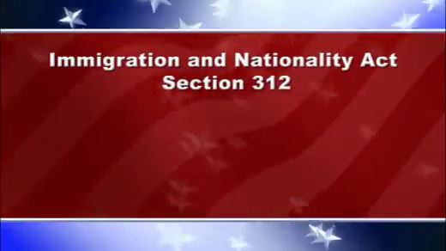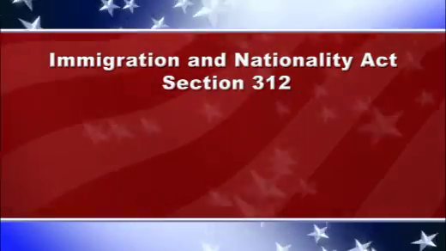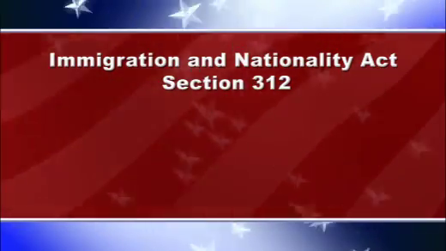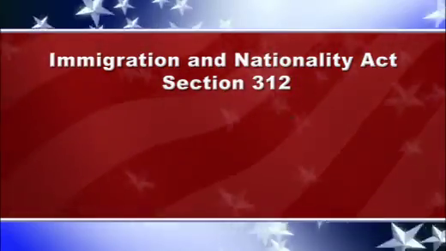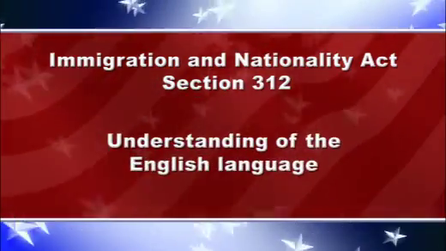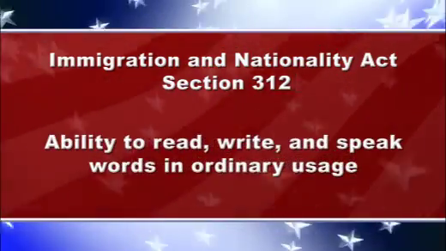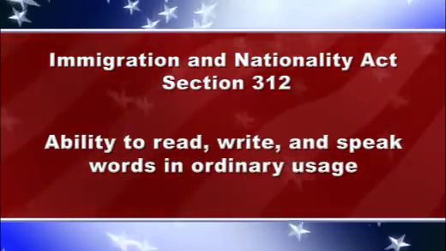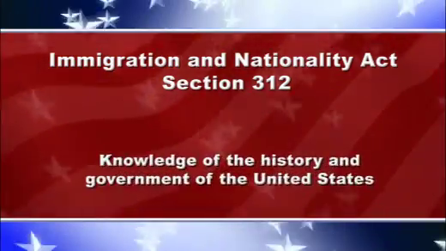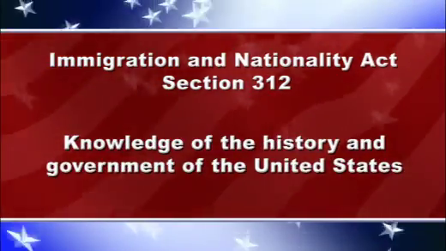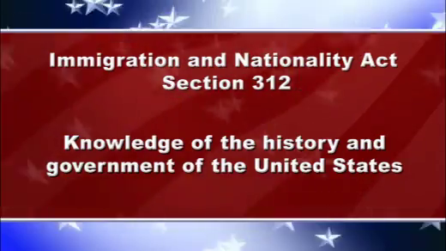Now that we have covered these items, let's start discussing the test itself. So what does the new test look like? Section 312 of the Immigration and Nationality Act provides the educational requirements for naturalization. This act states, no person shall be naturalized as a citizen of the United States who cannot demonstrate an understanding of the English language, including an ability to read, write, and speak words in ordinary usage, and a knowledge and understanding of the fundamental principles, history, and form of government of the United States.